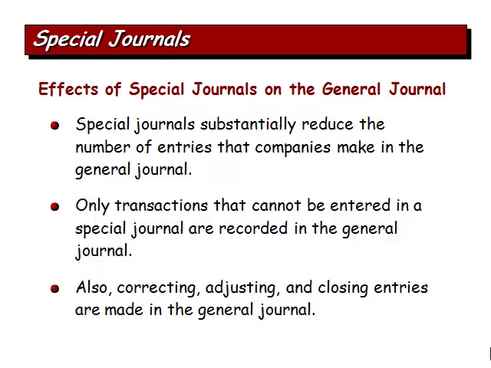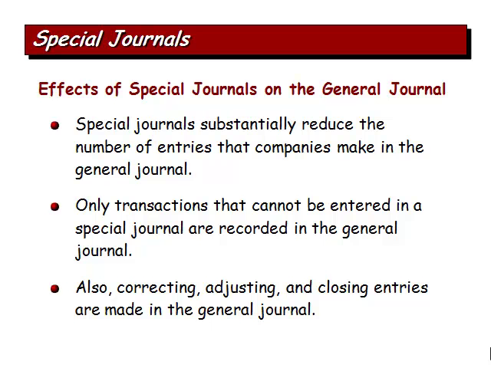So, effects of special journals on the general journal. Special journals substantially reduce the number of entries that companies make in the general journal. Frankly, if they didn't, most general journals would be too massive. So we specialize. We break this stuff down. Only transactions that can't be recorded in special journals are recorded in the general journal. So it's complex, non-routine things that get recorded in the general journal.